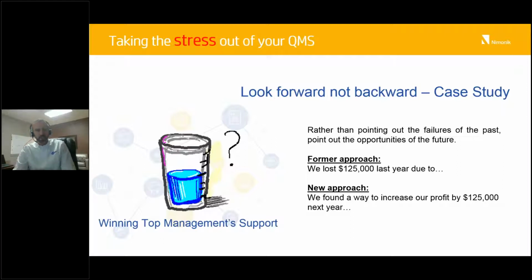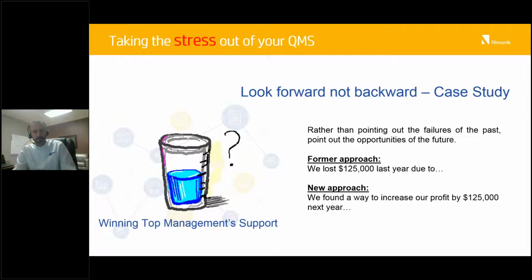They lost $125,000 this one particular year on a poor quality supplier. And for years, they kept badgering top management with this loss. We're losing, we're losing, we're losing. And I said, why don't you approach it differently and communicate with top management and say, hey, we found a way that we can increase our profit by $125,000 next year.